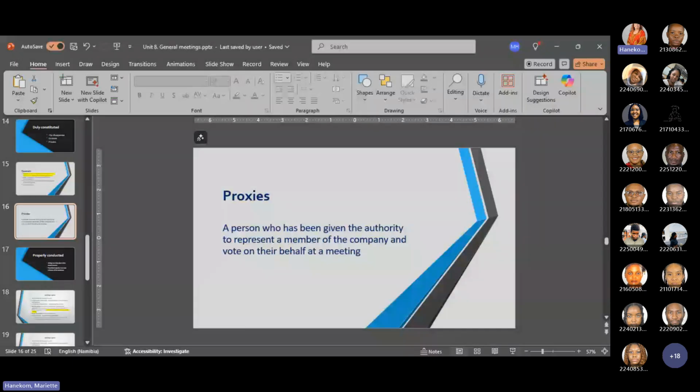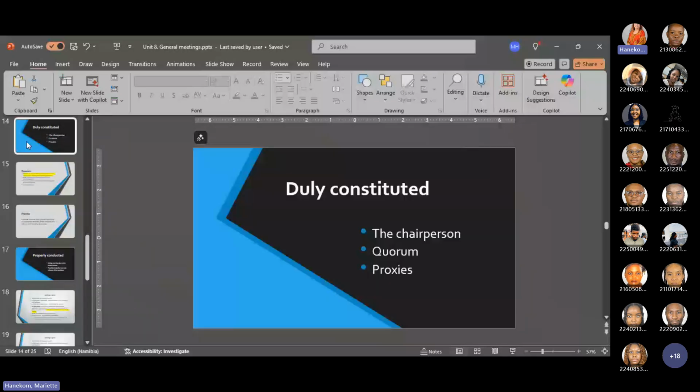We're going to speak about proxies further during the course of this lecture. Just understand for now what a proxy is. A proxy is like an agent, a person who's been given the authority, except we don't use the word agent in meetings, we use the word proxy. Okay, so now we've checked. There's a chairperson, there's a quorum, and we know who's given proxies or who hasn't given proxies. Now the meeting starts.